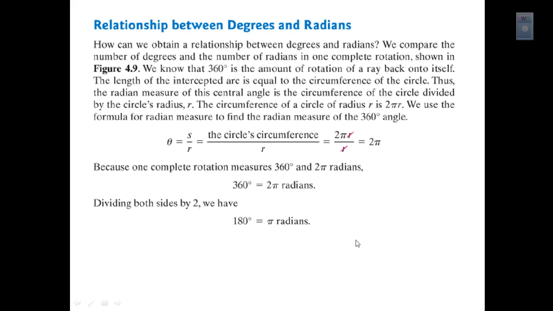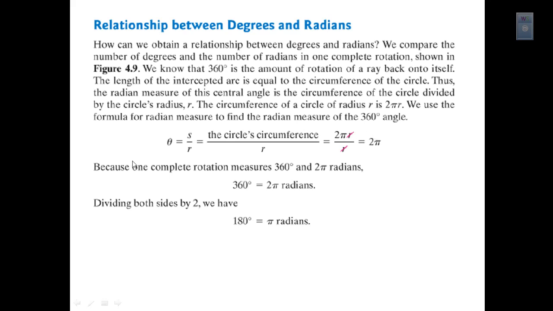All right, now the relationship between degrees and radians. How can we obtain a relationship between degrees and radians? Well, we can compare the number of degrees and the number of radians in one complete rotation. 360 is the amount of rotation of a ray back onto itself, all the way around, and the length of the intercepted arc is equal to the circumference of the circle. Thus, the radian measure of this central angle is the circumference of the circle divided by the circle's radius r. The circumference of the circle of radius r is 2 pi r. When we cancel the r's out, we find that the theta for one circle's circumference is 2 pi.